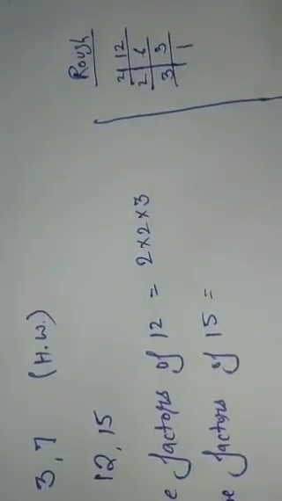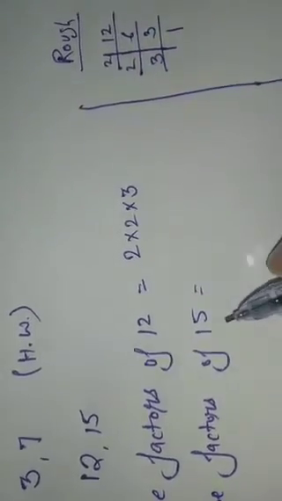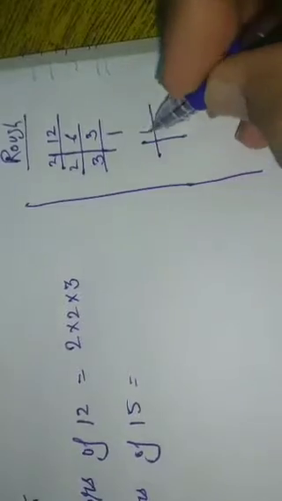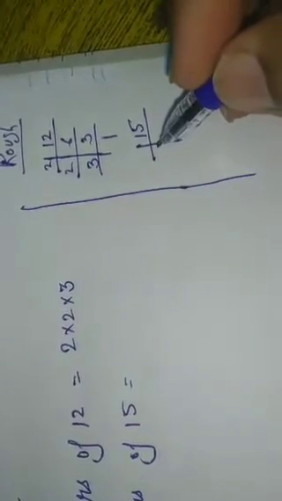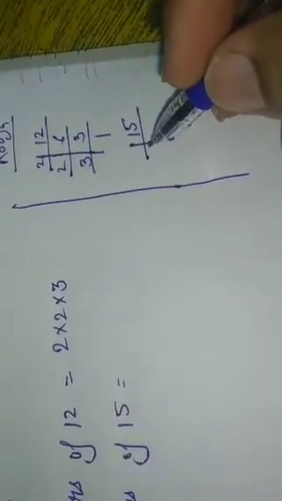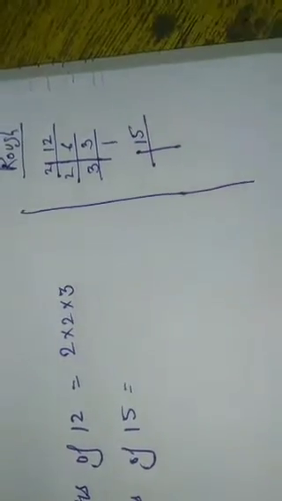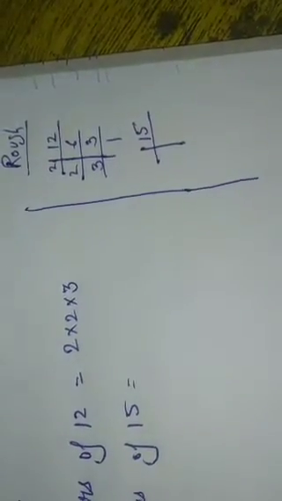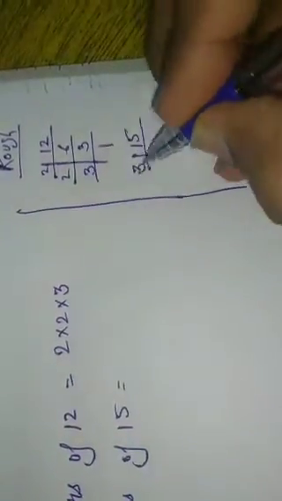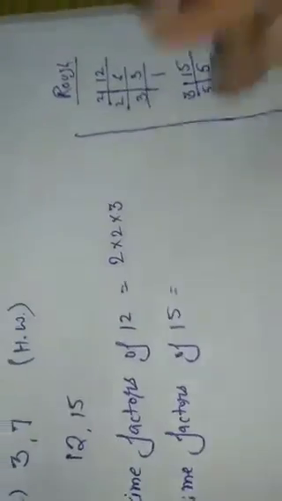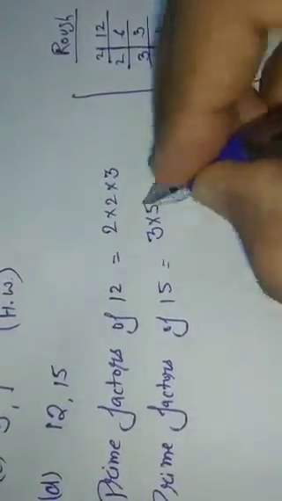Clear students? Then after that another number has been given here, 15. So here you will get the factors of 15. 15 is not divisible by 2, so here you will put 3, because 1 plus 5 is equal to 6, and 6 is divisible by 3, so 3 5s are 15, 5 1s are 5. So factors of 15 is equal to 3 into 5.